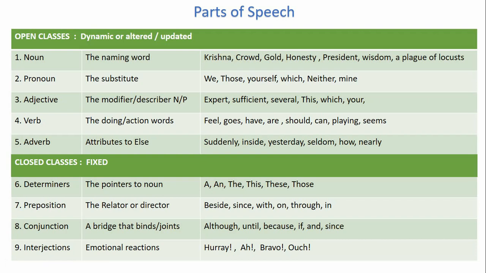Just like Krishna, a person, crowd, collection, gold, material, honesty is an emotion, no one can see it. President is a title, wisdom, a plague of locusts, it's a collection of locusts.